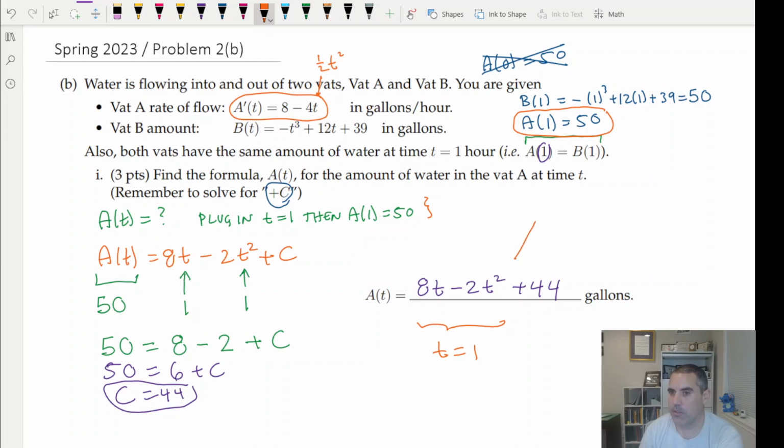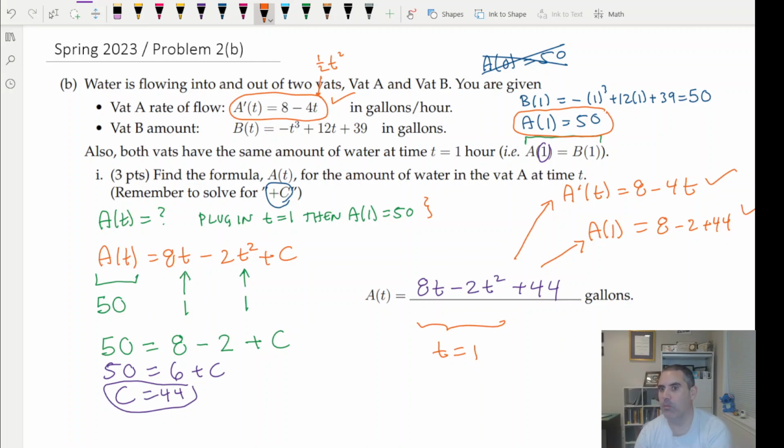And the answer here is completely checkable. There are two things that must be true. First, the derivative has to be the same as whatever they told you. Check. Second, when you plug in 1, you have to get 50. Let's check that. When I plug in 1, I get 8 minus 2 plus 44. Is that 50? Check. So that's how we do all these problems.